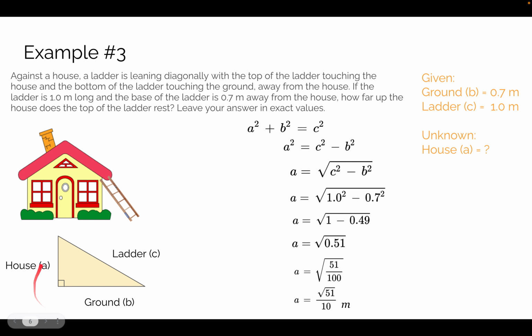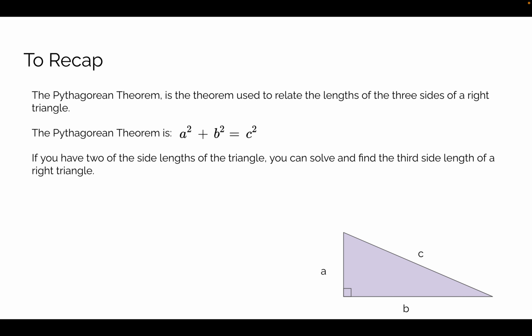So again, let's go back to our triangle here. We solved for A using the Pythagorean theorem, and we were given side lengths B and C. So we can see the three side lengths have been solved and that we're done with the question because we have all three side lengths. To recap, the Pythagorean theorem is a theorem that we use to relate the three side lengths of a right triangle. It says that A squared plus B squared equals C squared, where A and B are the legs of the triangle and C is the hypotenuse. And if we have two side lengths of a right triangle, we can solve for the third side length using the Pythagorean theorem.